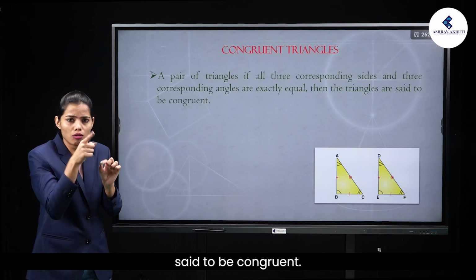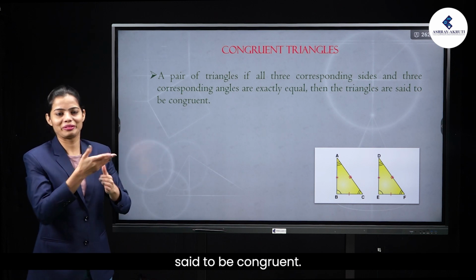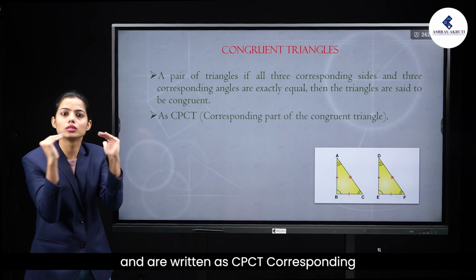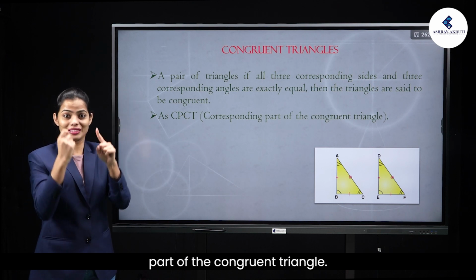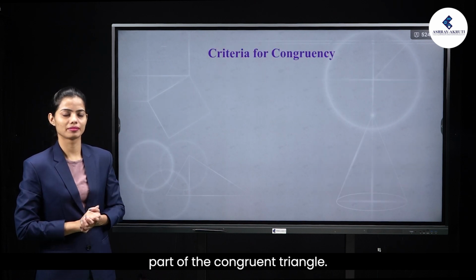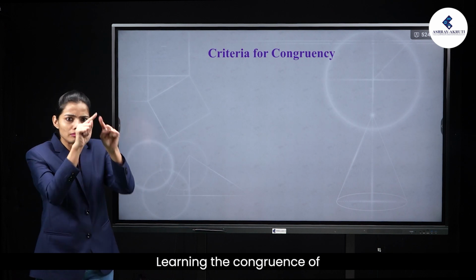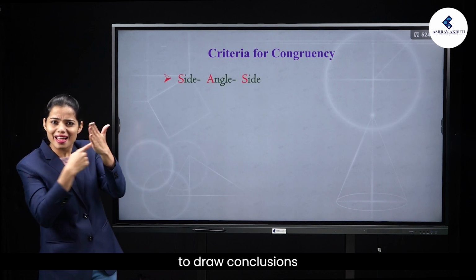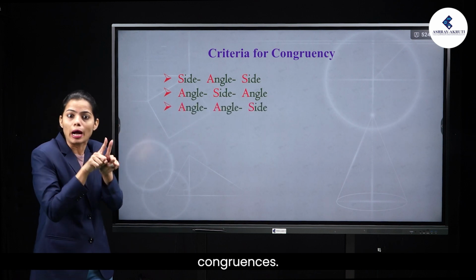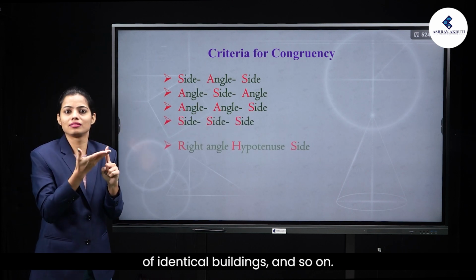then the triangles are said to be congruent. In congruent triangles, the corresponding parts are equal and this is written as CPCT, corresponding parts of congruent triangles. Criteria for congruency. Learning the congruence of triangles is very important to draw conclusions from different polygon congruency. It is used in real life, such as in the construction of identical buildings and so on.